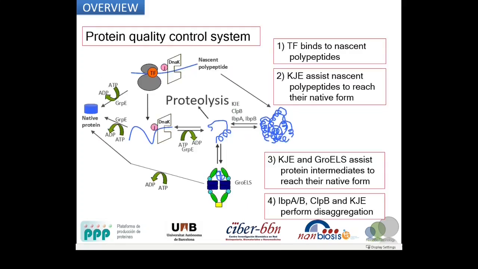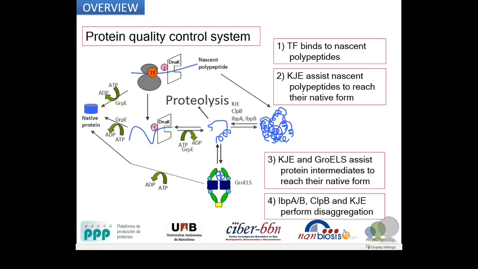Provided that the cells need to cope with the properly folded conformation of the proteins, all cells have a protein quality control system that has been widely described for prokaryotes, as indicated in this slide. However, in eukaryotes, this system has been conserved. So the nascent polypeptides are combined with protein factors which lead the protein to a proper conformation, giving rise to this properly folded conformation or the native protein.